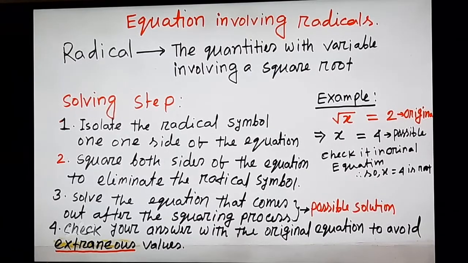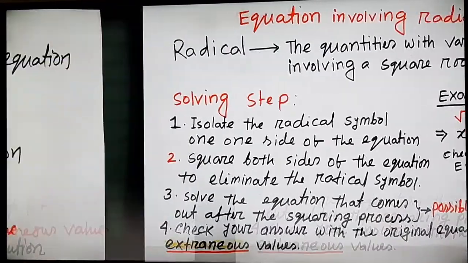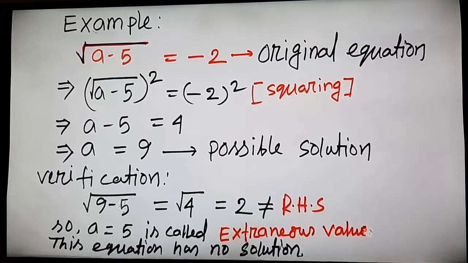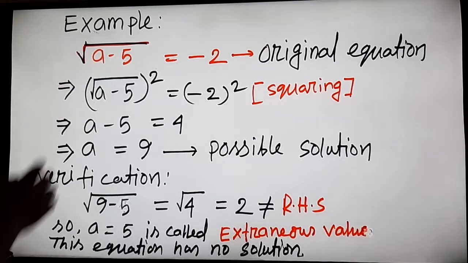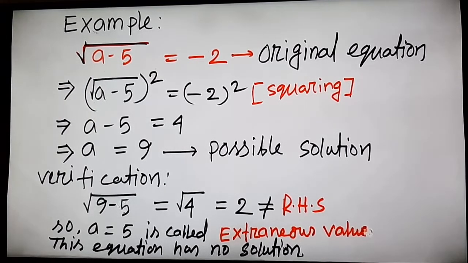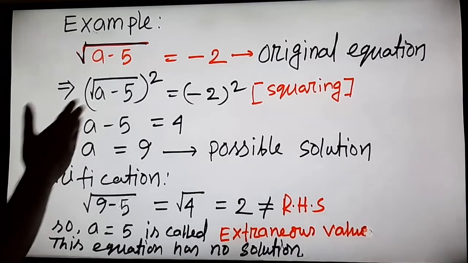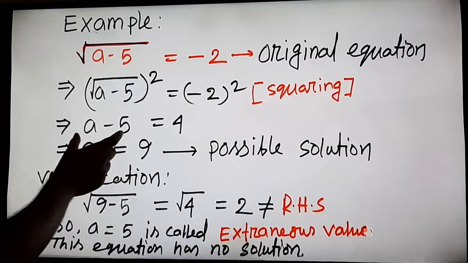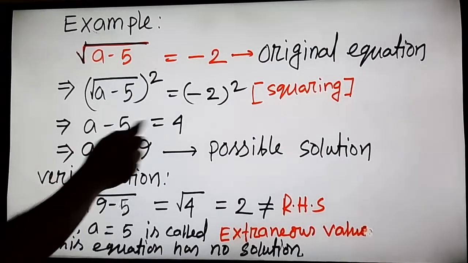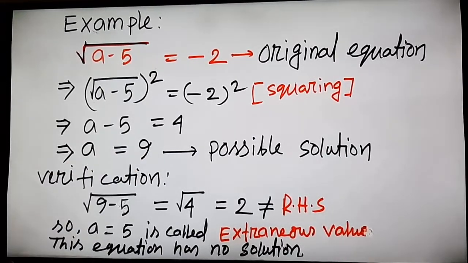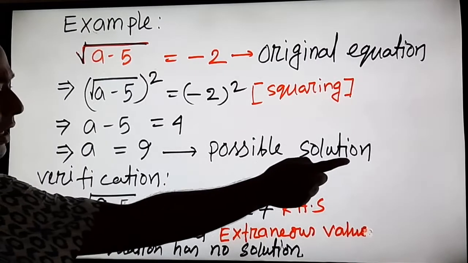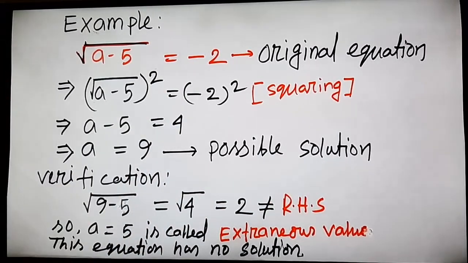We can observe the second example. Root over a minus 5 is equal to minus 2. This is the original equation. After squaring, we will get a minus 5 is equal to 4. So a is equal to 9. This is our possible solution of the original equation, but not a confirmed solution.